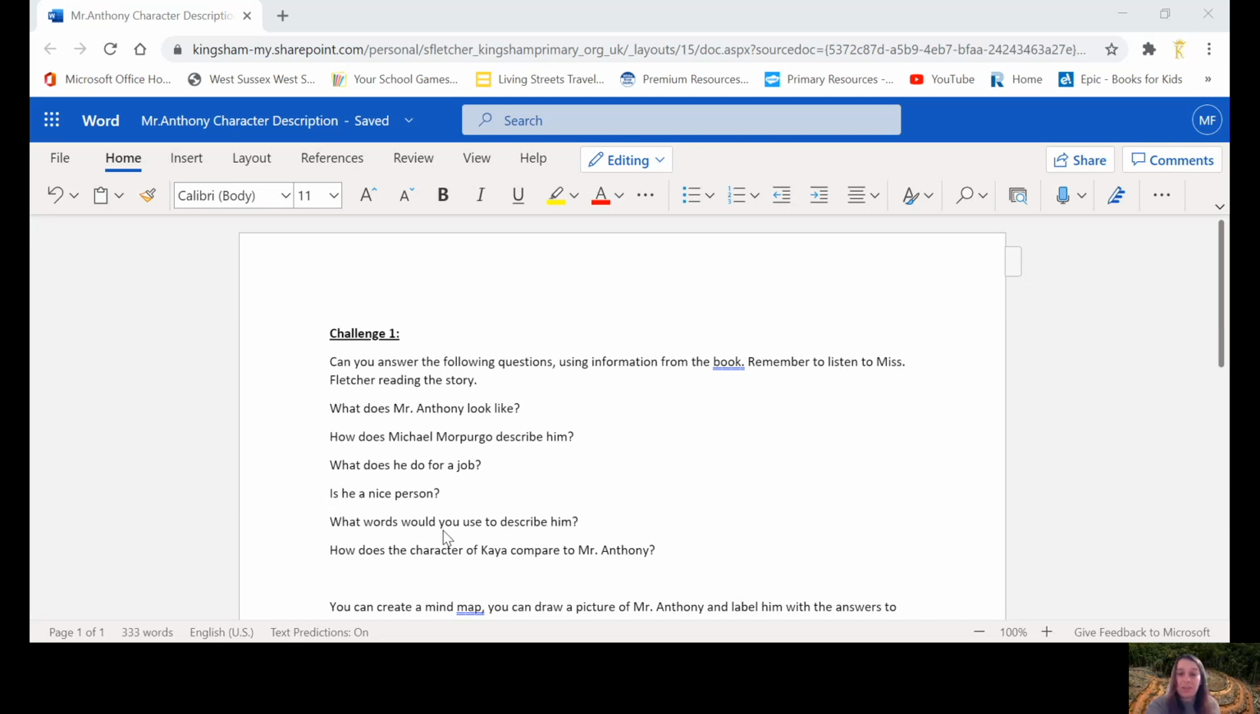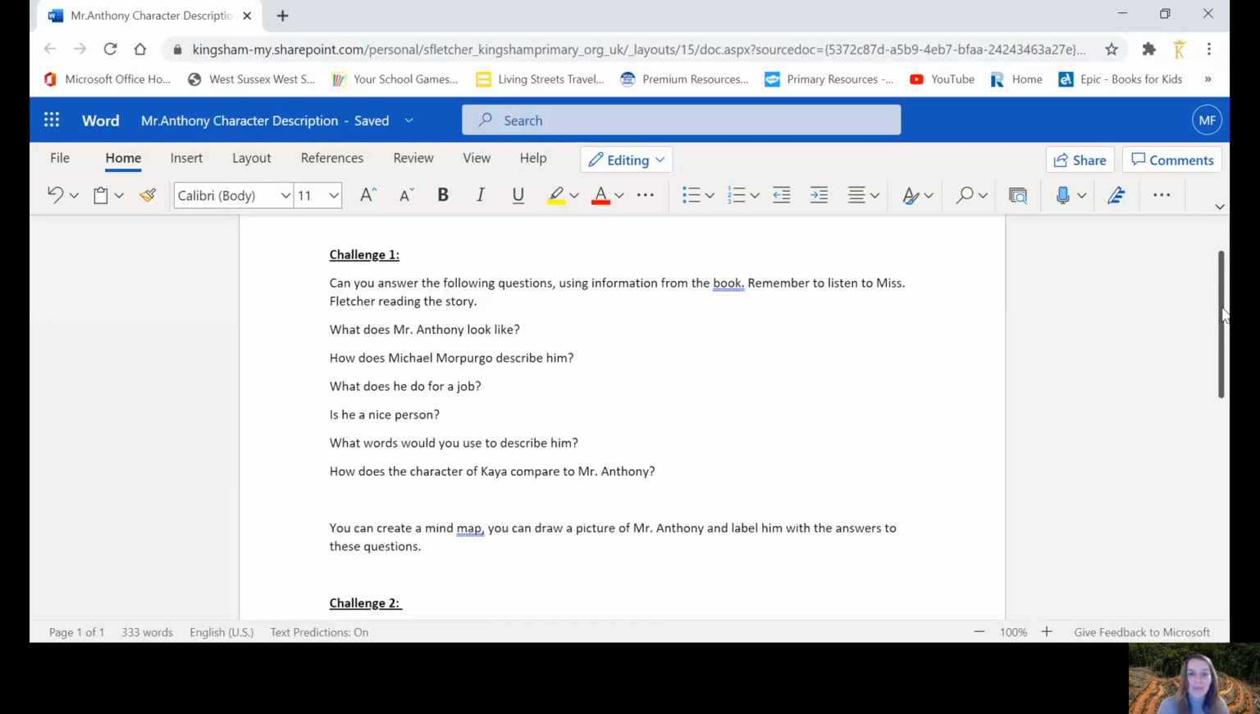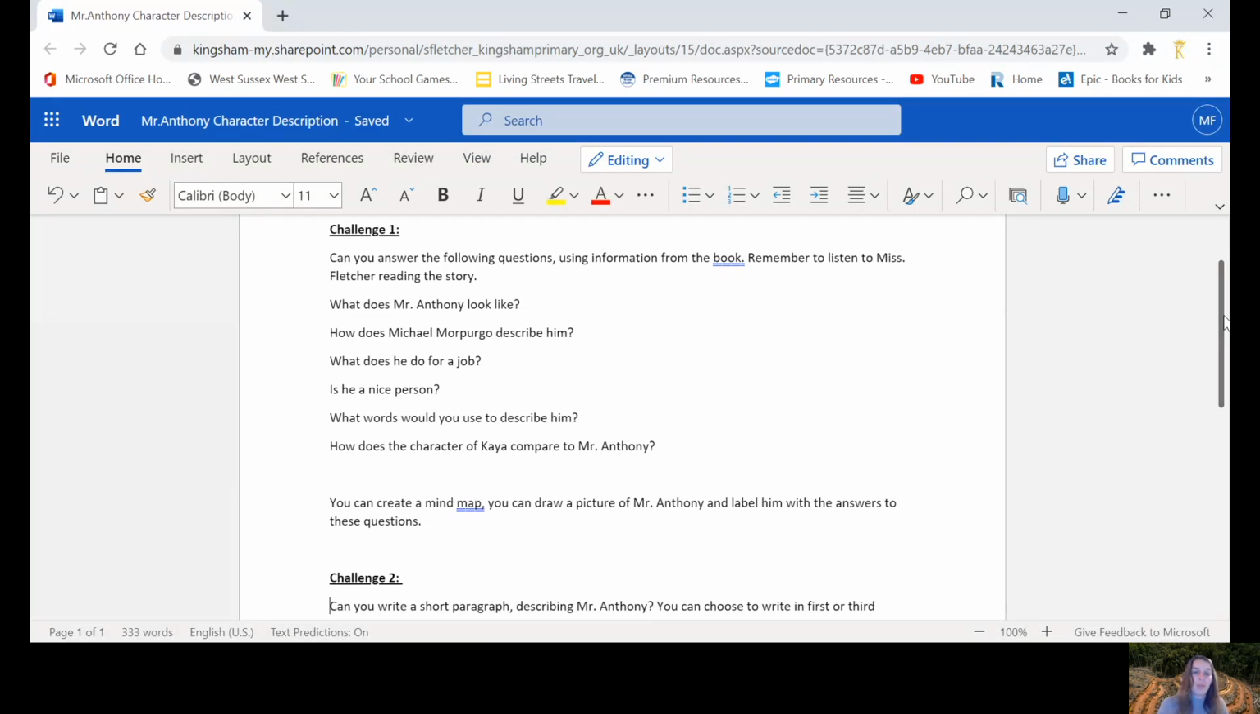We've looked at the characters and we've looked at describing the different characters in Running Wild so far. But today we are going to focus on one character in particular. We were introduced to him briefly yesterday, and his name is Mr. Anthony. I want you to think to yourself, what were your initial impressions of Mr. Anthony? Now today we are going to be looking at how we can describe Mr. Anthony with two challenges.